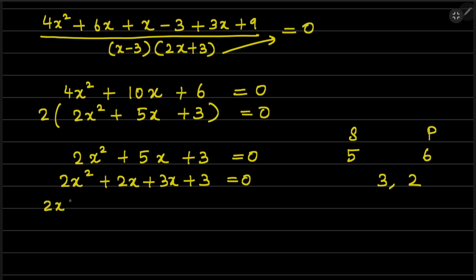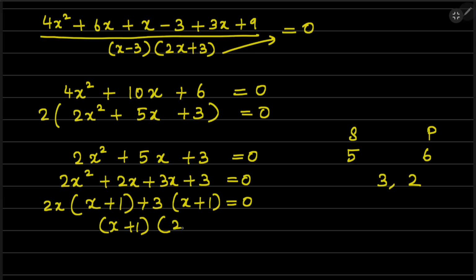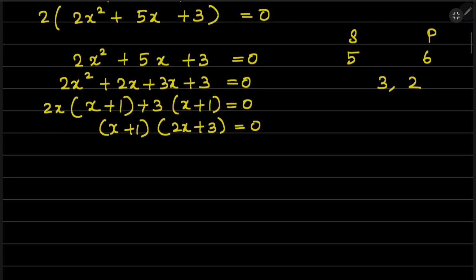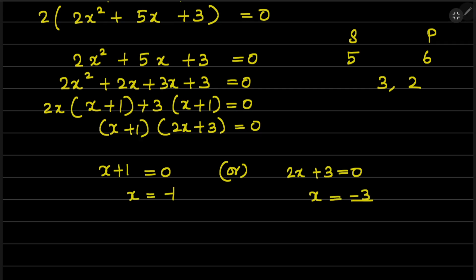Okay, so let's take 2x common out. You have x plus 1, plus 3 common out, x plus 1 equal to 0. So you've got x plus 1 is the first term. The second term is 2x plus 3, equal to 0. So either x plus 1 is equal to 0 or 2x plus 3 equal to 0. So x is equal to minus 1 and x is equal to minus 3 by 2. So these are the two values.